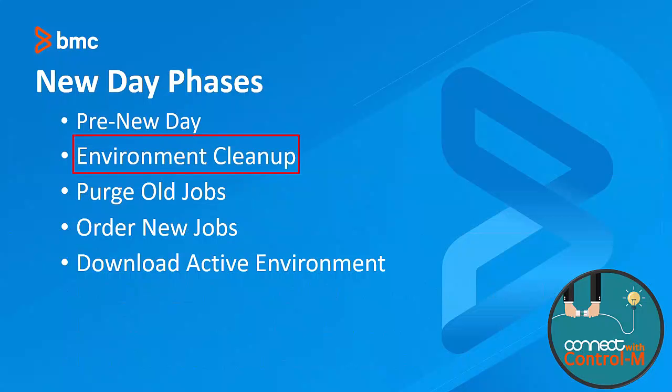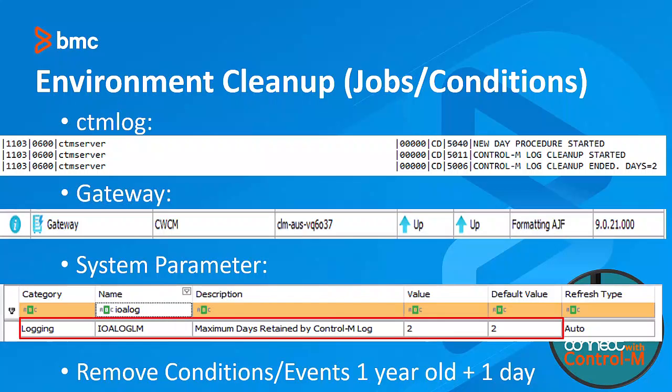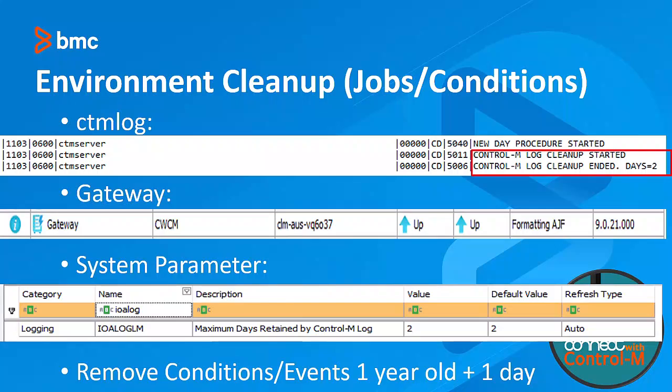Moving on, let's look at what happens during the cleanup phase. When the new day time finally arrives, we see the procedure started message in the CTM log, and the cleanup phase begins. In the CCM, you'll notice that the gateway message changes from connected to formatting AJF. The first thing handled is cleaning up old job log information based on the server system parameter IOA_LOG_LM. In this example, I have the default of 2 days set, and you see the CTM log output shows log cleanup ended days equals 2.